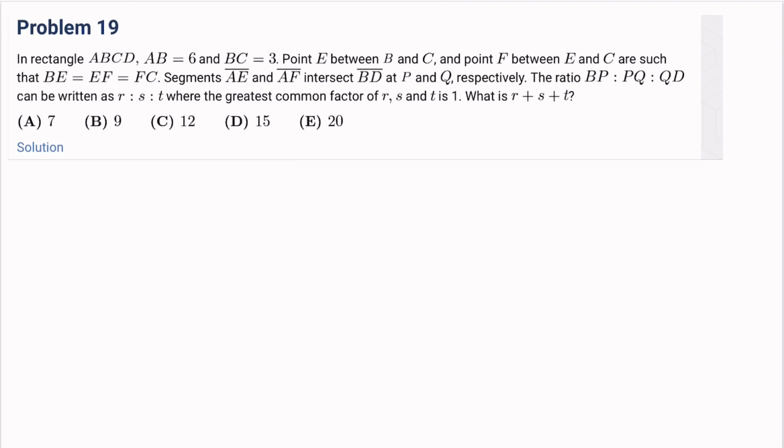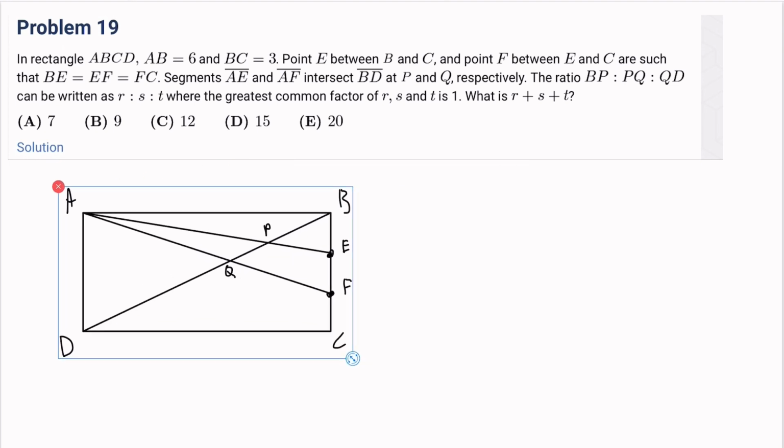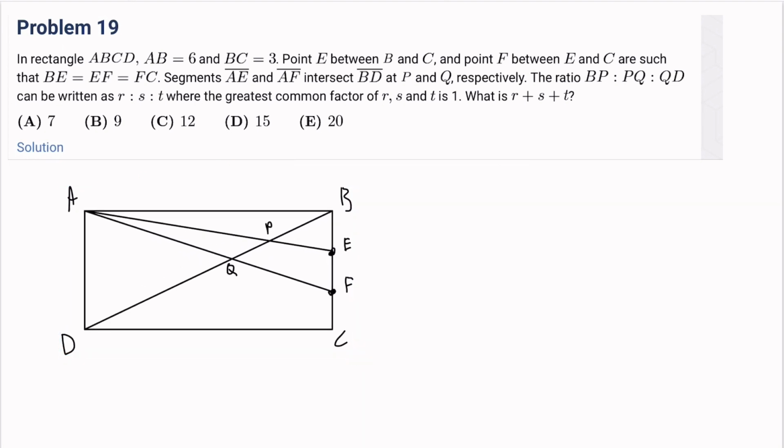The ratio BP to PQ to QD can be written as R to S to T, where the greatest common factor of R, S, and T is 1. What is R plus S plus T? So first, to put this in a diagram, we can do this. So this is what we have.